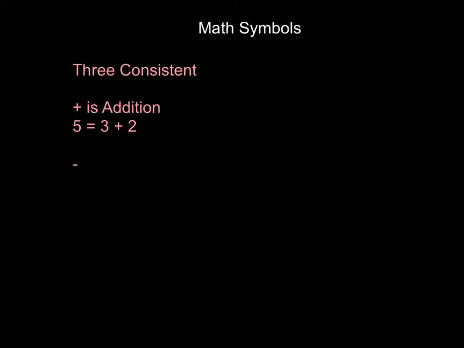The minus sign is subtraction. So 3 equals 7 minus 4.